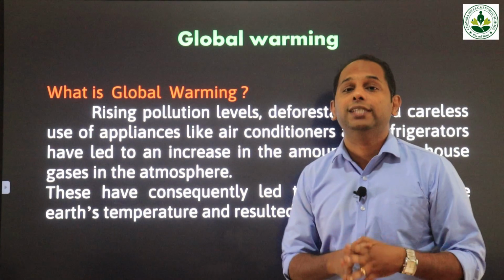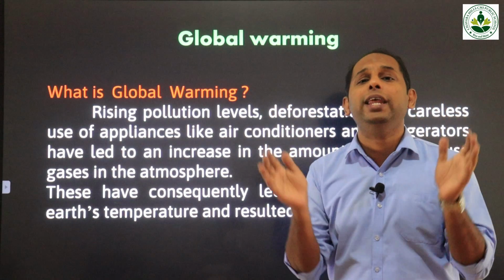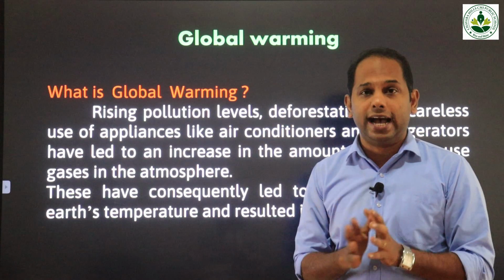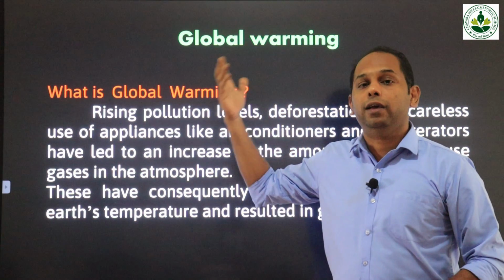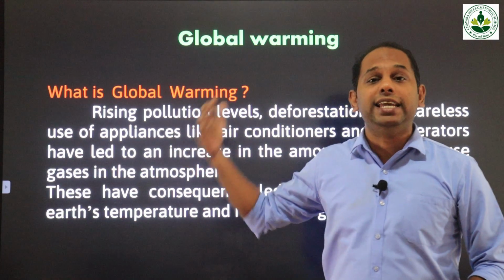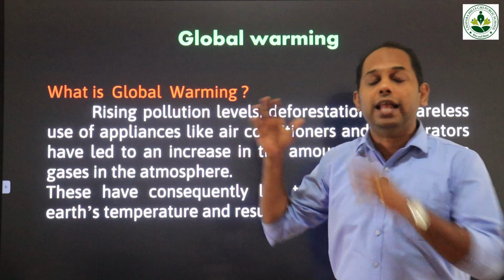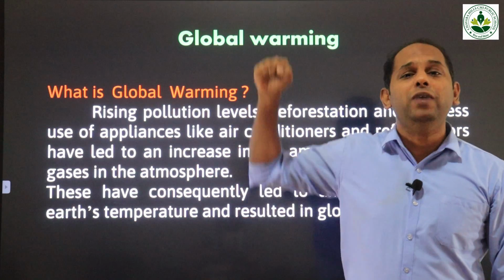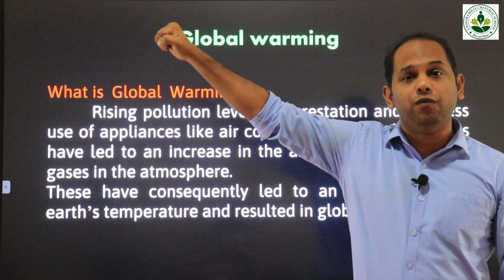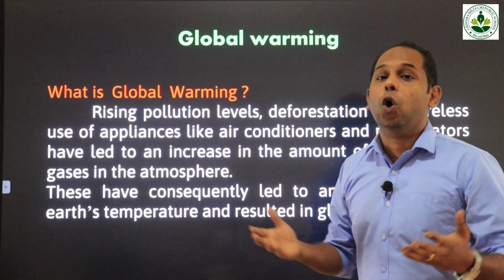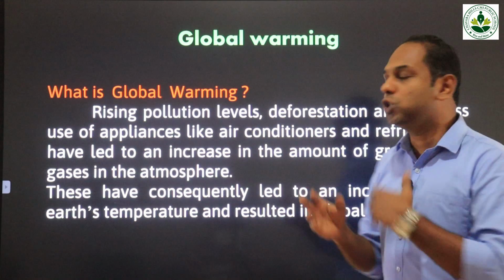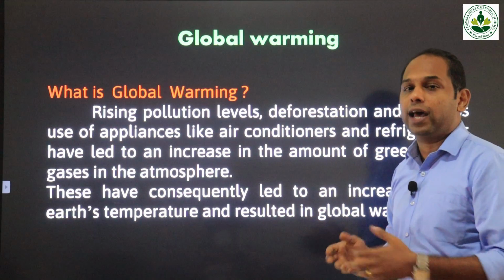Here, what you have to understand is that we actually need a minimum amount of greenhouse gases in the atmosphere. So what happens when the amount of greenhouse gases increases in the atmosphere? They trap more sun rays and radiation from the sun, and that makes our earth warmer or hotter day by day. So due to various reasons, what happens?